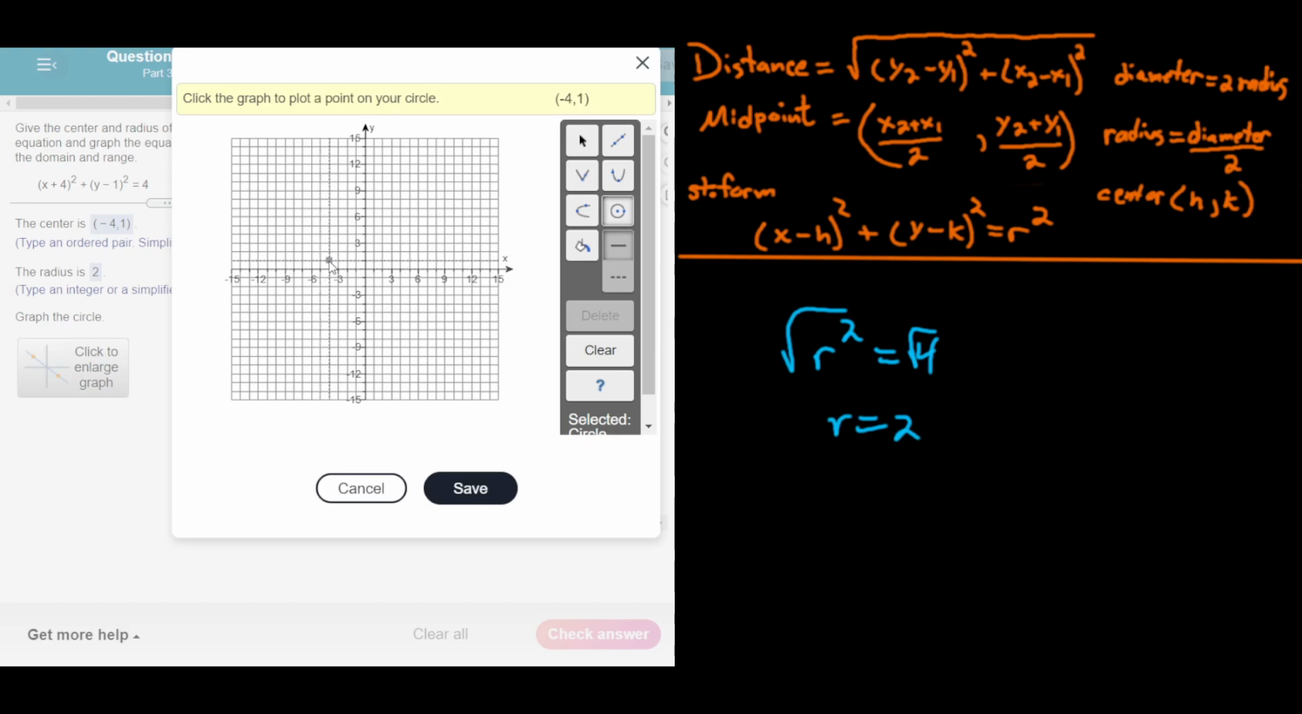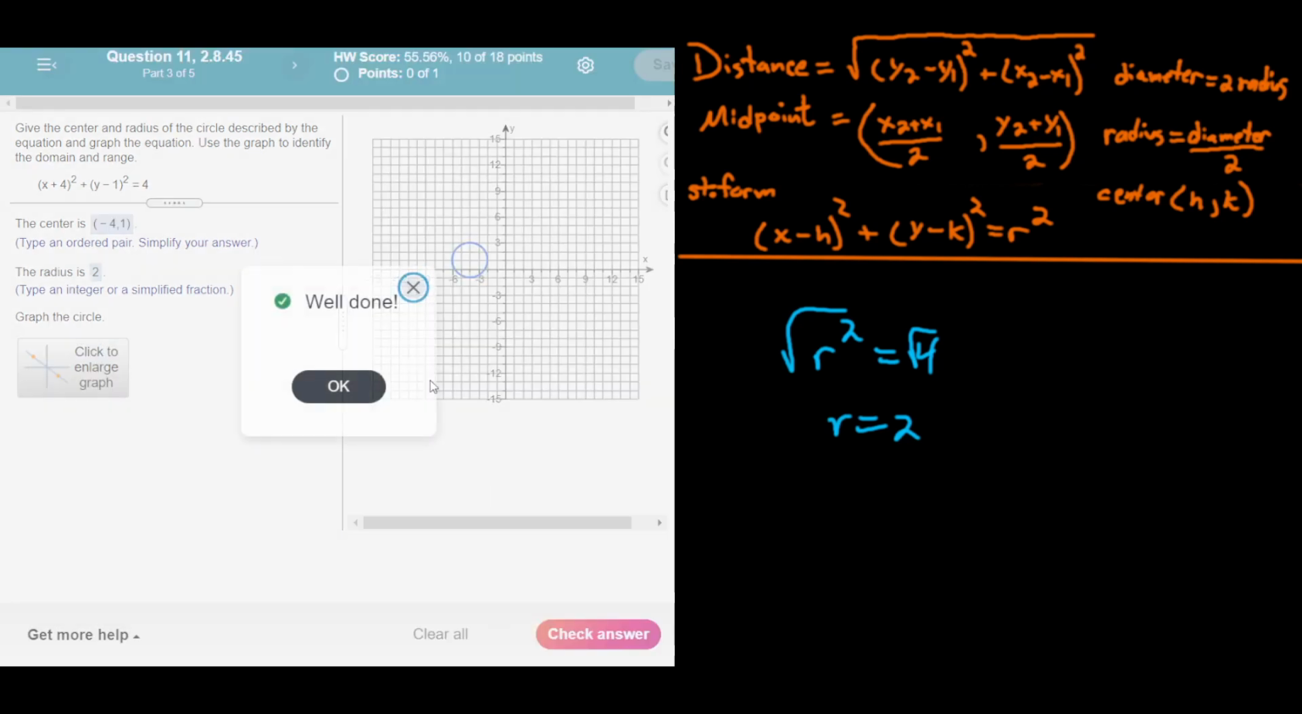Go ahead and click. And now we need the radius. So very carefully, either go up, down, left, or right. Do not go slanted or diagonal. The radius is 2. So 1, 2, and there's your circle. Well done.